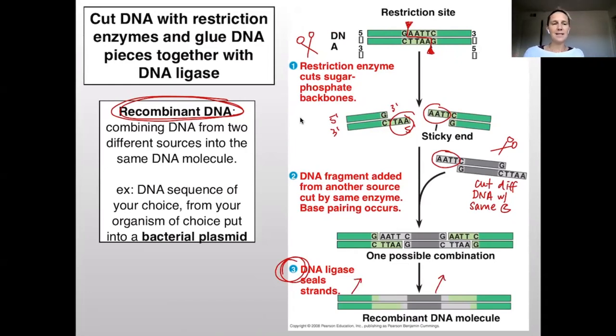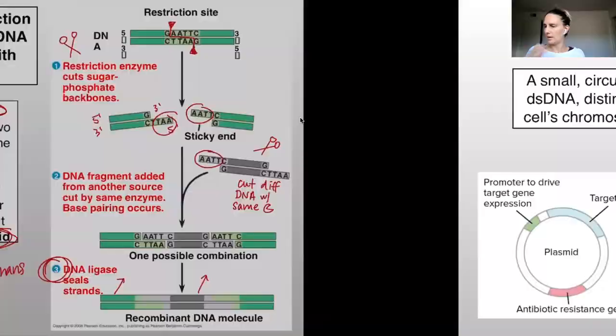What we're going to see is that the DNA sequence of your choice, so an example of using these restriction enzymes and DNA ligase, is that we could take DNA from a sequence of our choice. So let's say we wanted to isolate the cystic fibrosis gene from humans. And we wanted to put that into an organism of choice. Usually what we're going to be using is called a bacterial plasmid to help us do that. And plasmids can be really confusing for students, so we're going to go over what that is.